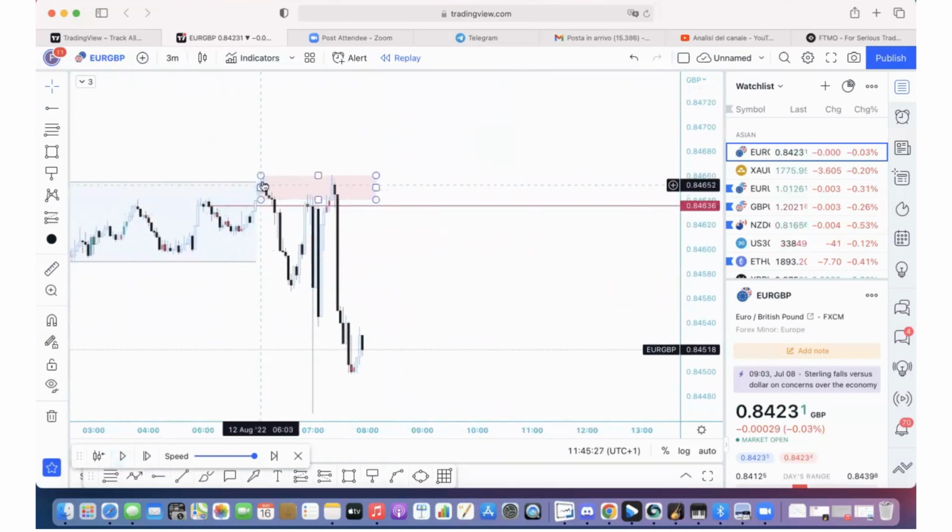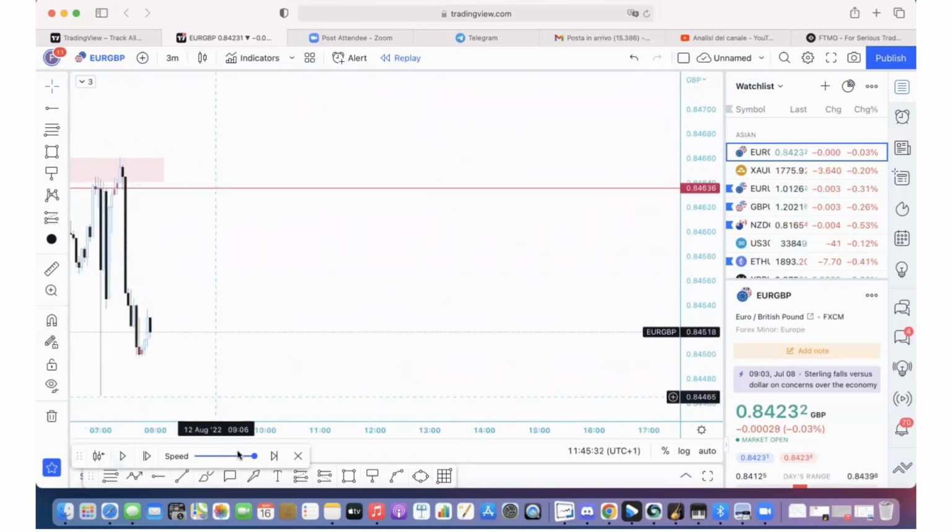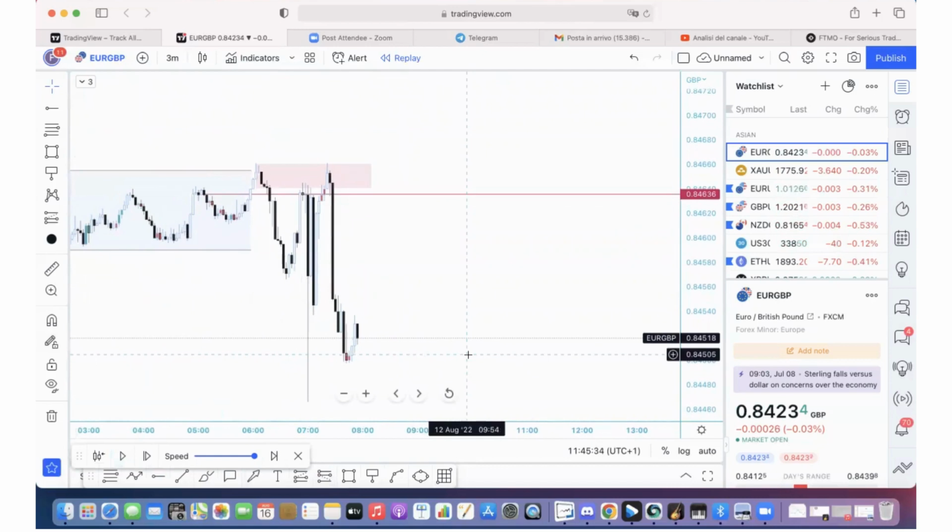Manipulation, opening price, manipulation, continuation. So the opening price is like extra confirmation, right? Extra confluence with your area. Yeah.